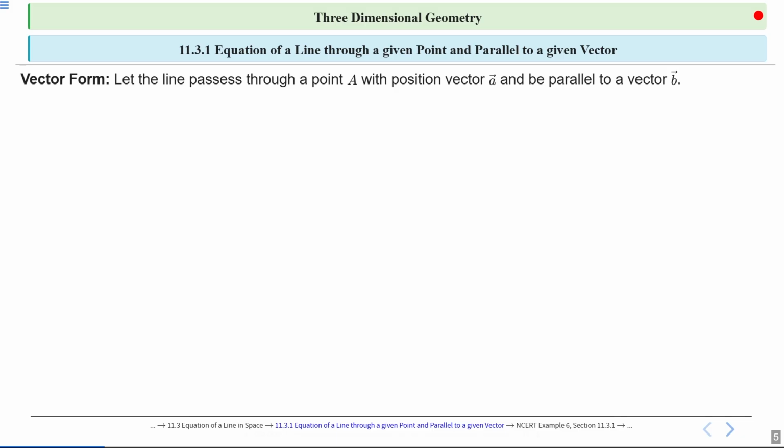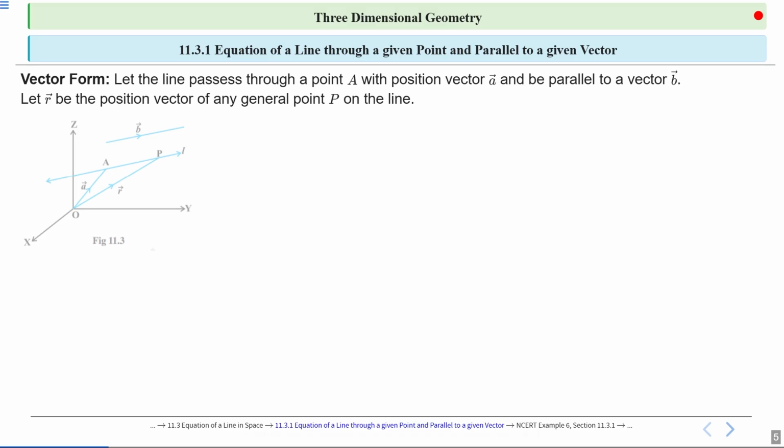So let the line pass through a point A with position vector a and be parallel to a vector b. Now let's introduce the position vector r for a general point P on the line. This means that r represents the location of any point P that lies somewhere along our line, not just at point P. Here is a diagram to help you visualize the situation. Look at this diagram very carefully and try to visualize what we want to say.